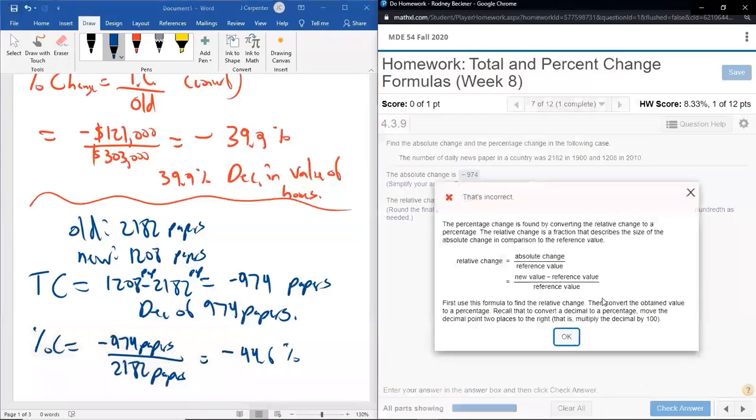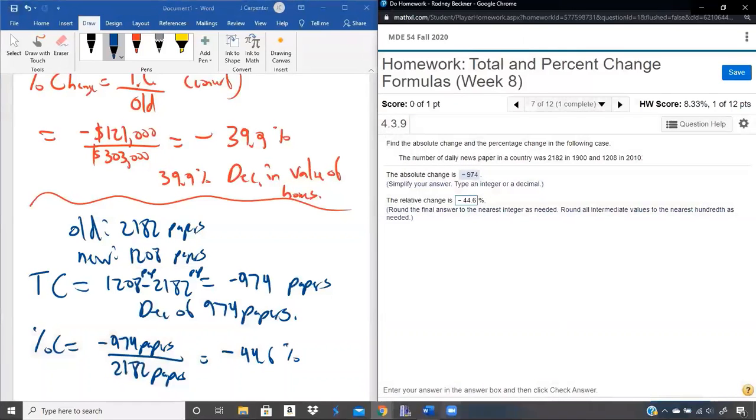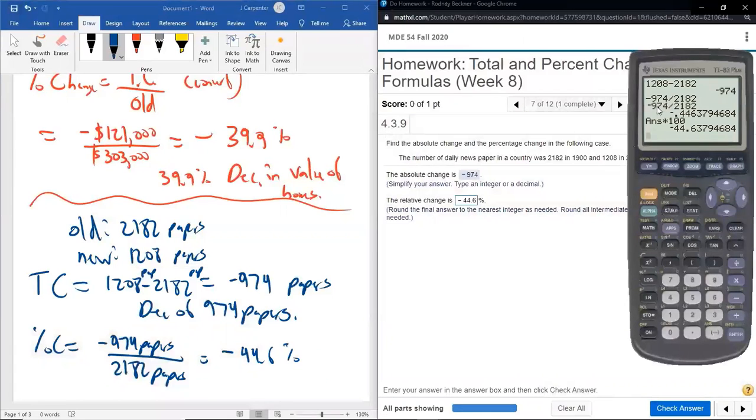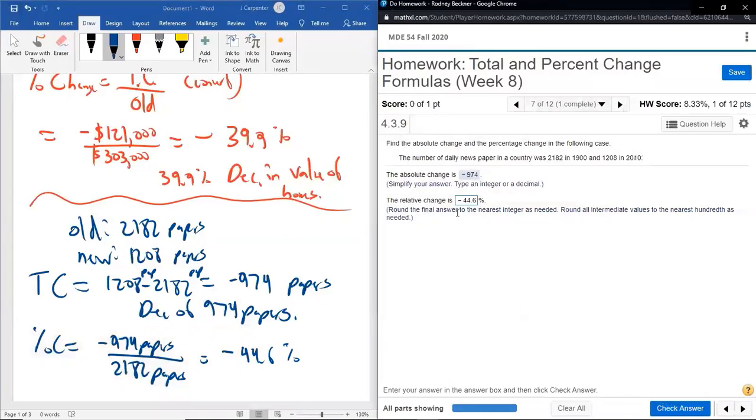Drum roll. What did we do wrong? Did I type a number wrong? Negative 974 divided by 2182. I see what I did wrong. I didn't read the instructions, did I?